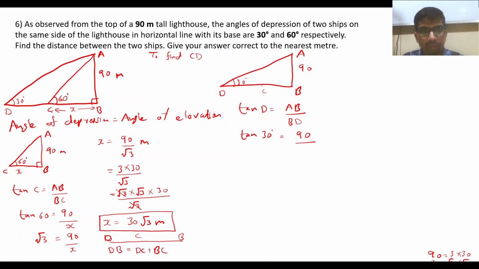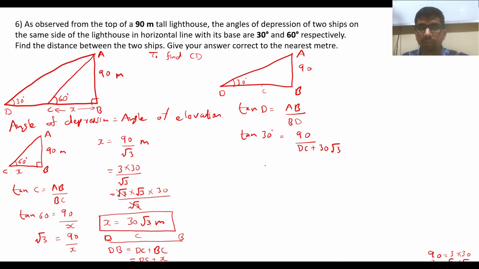But CB is how much? X. So CB is how much? DC is x, and how much is the value of x? 30 root 3. So DC will be only DC plus 30 root 3. This is DB. So write DB as what? DC plus 30 root 3. I hope you got it. So I'm just writing this part over here. I hope you can see this part clearly.